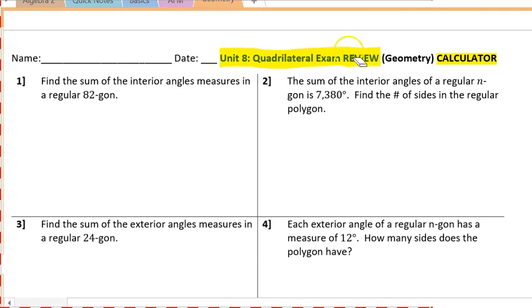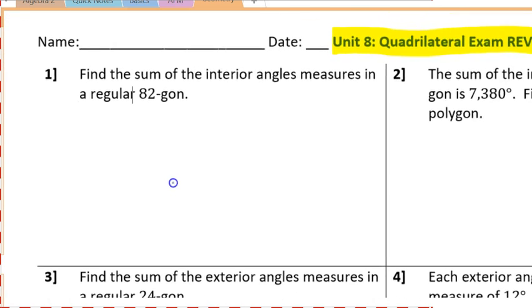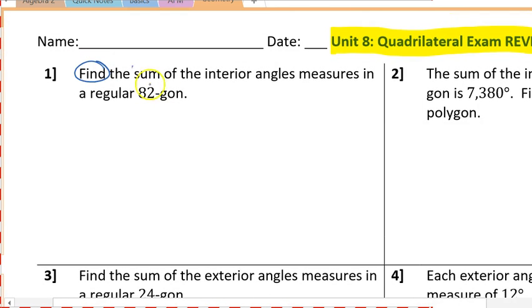This video is for Unit 8 Quadrilateral Exam Review. Question number 1. We need to find the sum of the interior angles of an 82-gon, meaning that we have 82 sides in our shape.